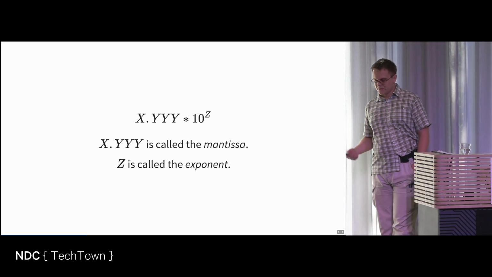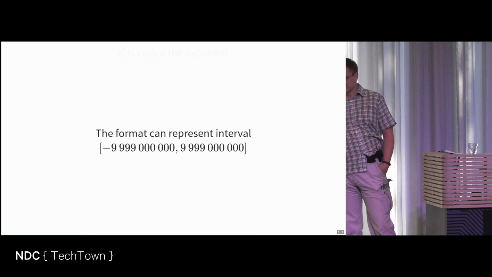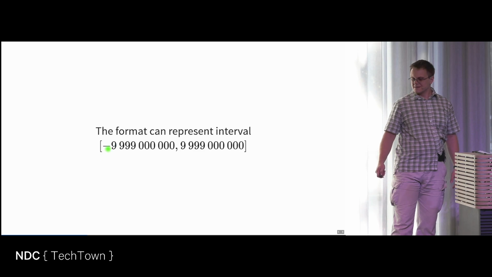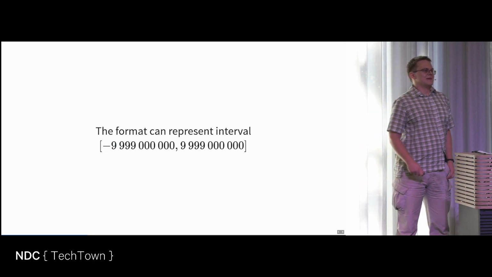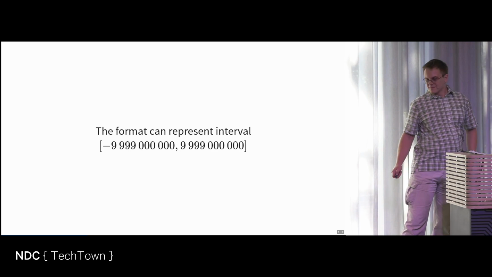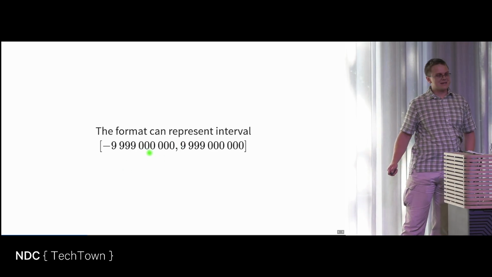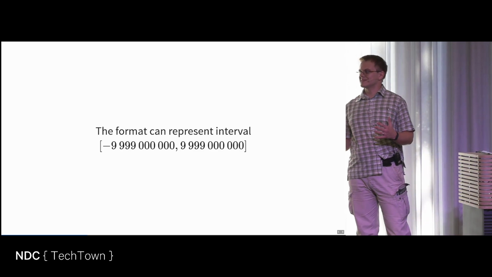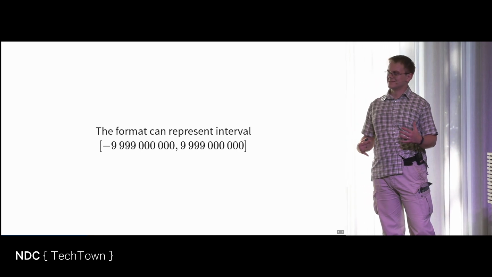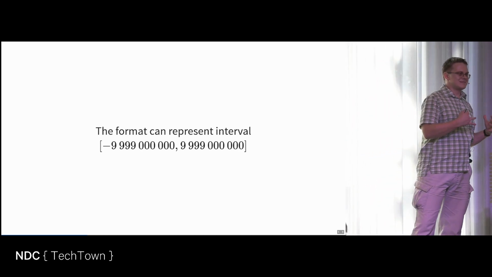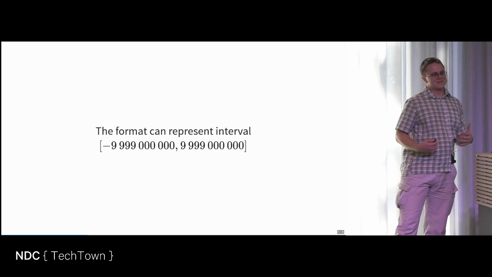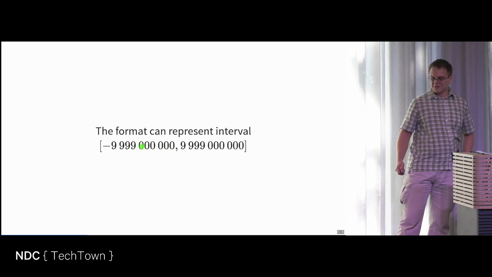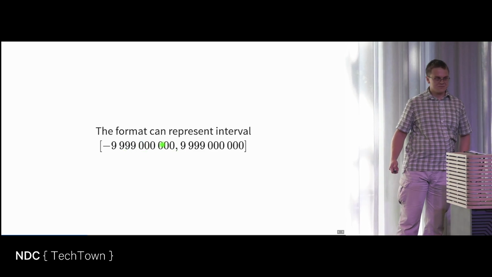Now, this little format we made can represent numbers in this interval from minus 9 billion, 999 millions, blah, blah, blah. The important part to notice here is these zeros. These are zeros, not nines. Why? Because we already don't have the digits in the mantissa to have anything else. And that's the whole thing about floats. We have a limited number of digits of precision. So we then just have to round these into something.